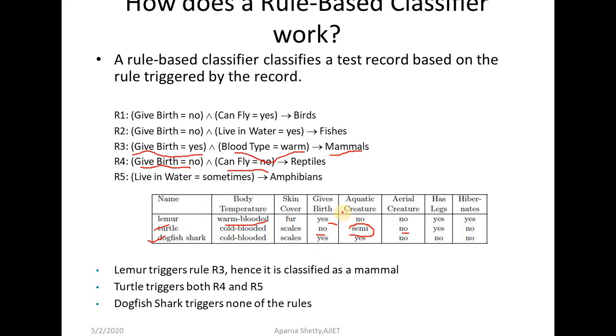So there is some problem in this rule set because one record triggers more than a rule. Here the record turtle is triggering two rules, which is not okay. A given record should not trigger two rules. It should only trigger one rule. And the dogfish shark record does not trigger any of the rules, so there is no rule that can classify dogfish. So this rule set has some problems. We will see later how we can solve it.